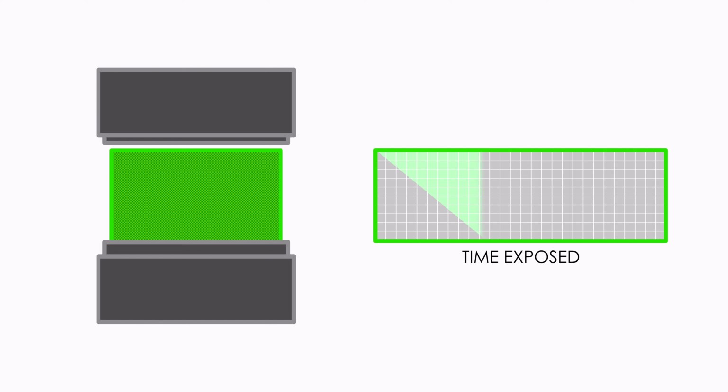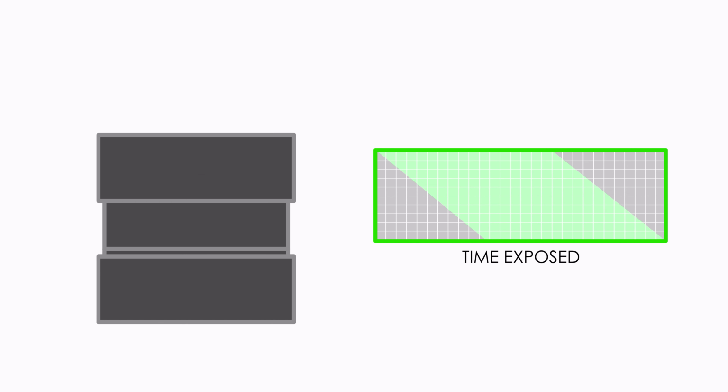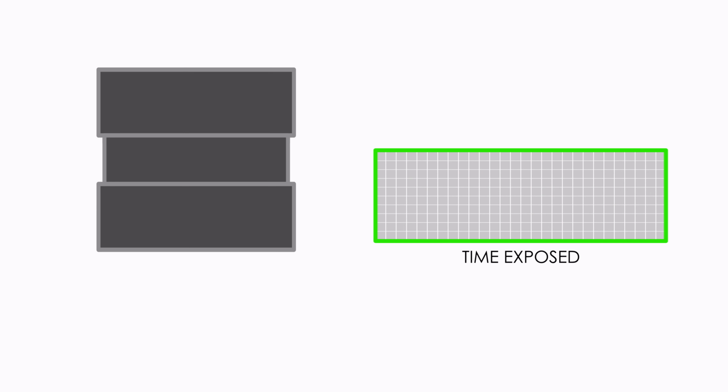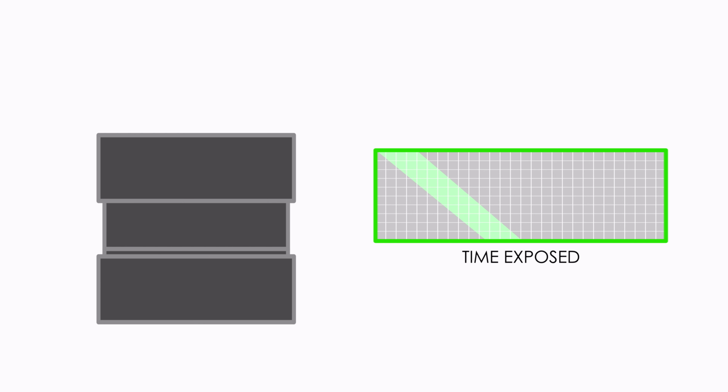This means the top of the sensor is exposed before the bottom. The top part of the image is captured before the bottom part of the image. If the shutter speed is fast enough, the top door will almost immediately follow the bottom one, meaning the top and bottom of the sensor record completely different times.